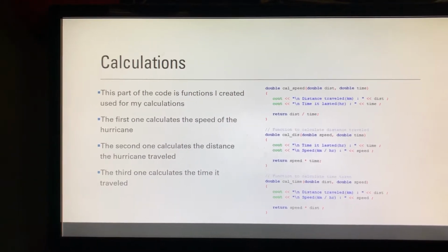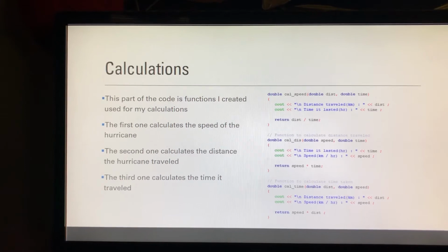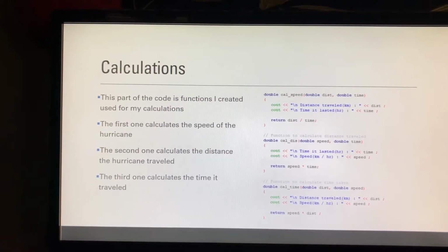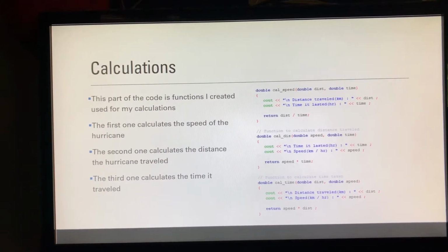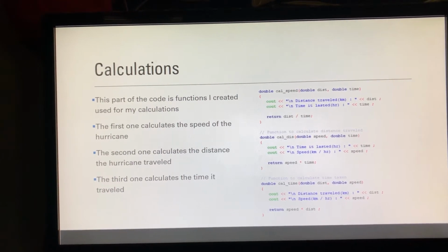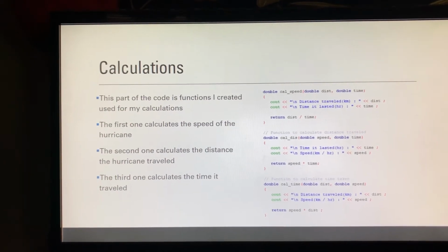This part of the code is functions I created for my calculations. The first one calculates the speed of the hurricane. As you can see, it's distance over time. The second one calculates the distance the hurricane traveled. And then the third function calculates the time it traveled.